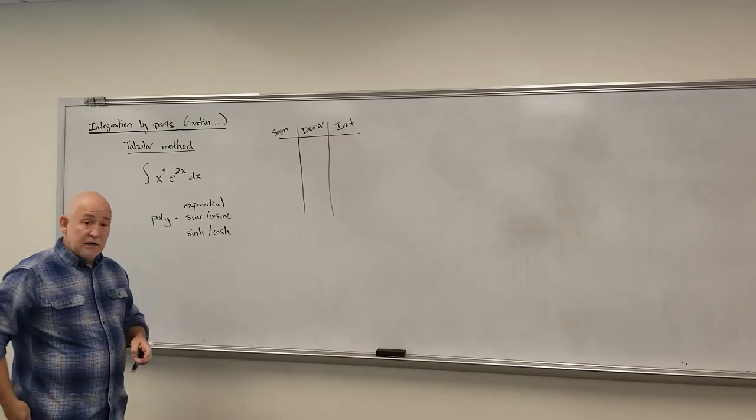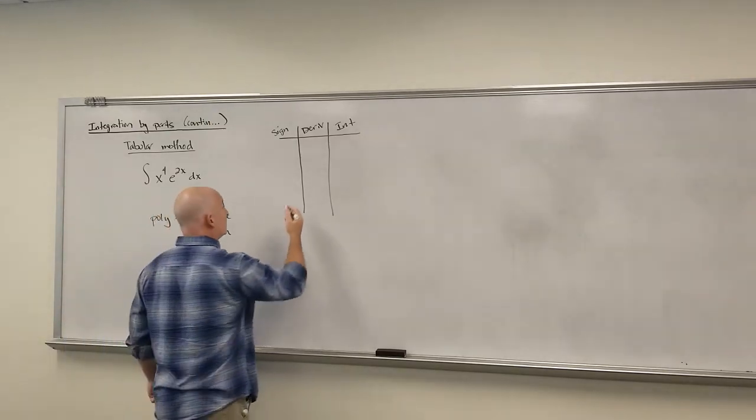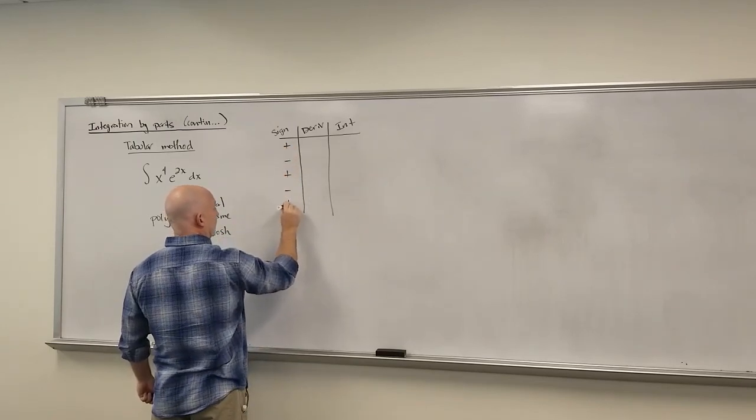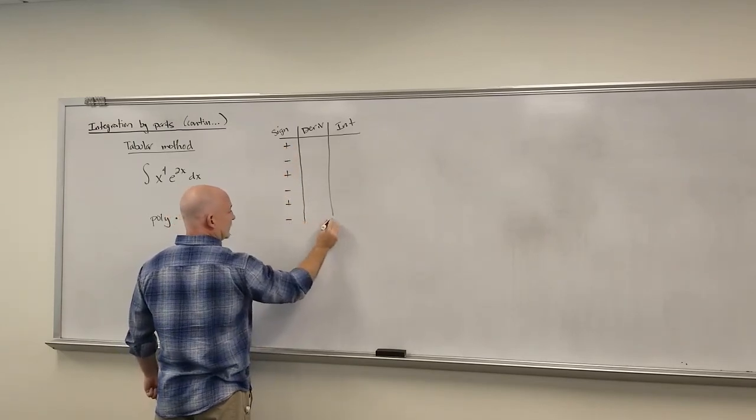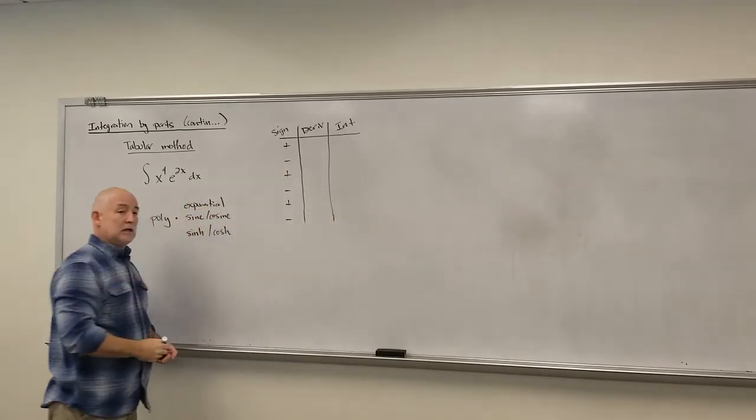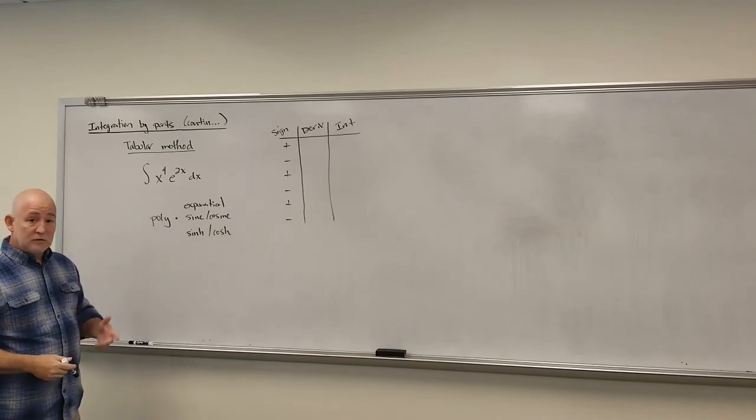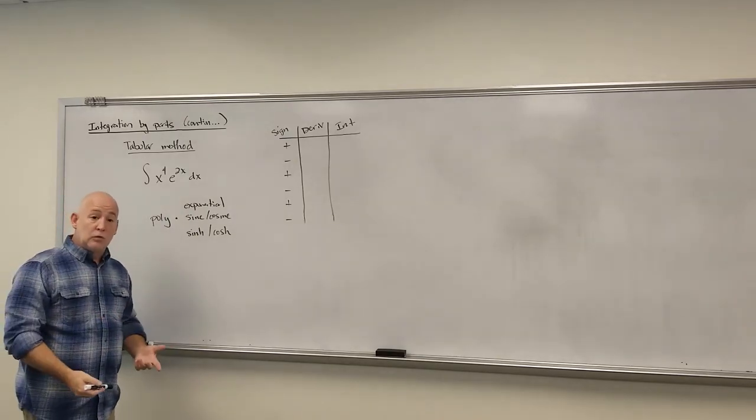It always starts out as plus, and then you're going to alternate signs: plus, minus, plus, minus, plus, minus, and go down for several. You'll kind of get the hang of how many you need after a while, but just go down a few. Now the derivative, you're going to pick the function you would always let be your u.